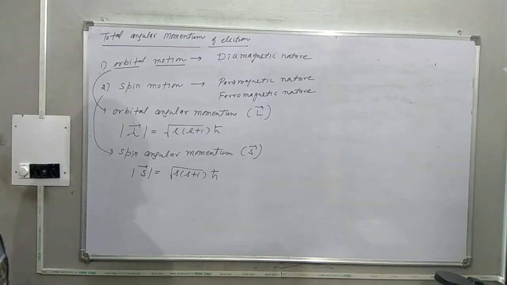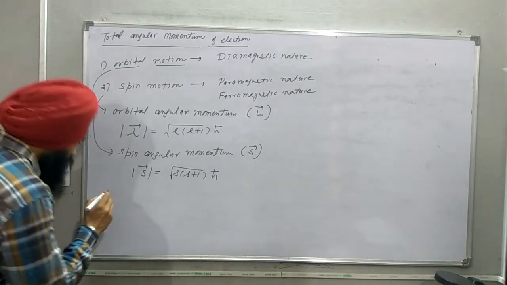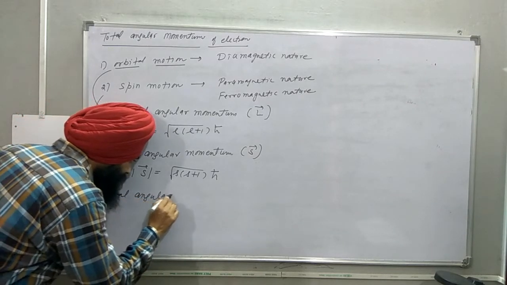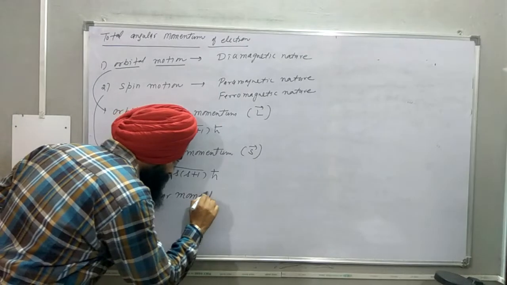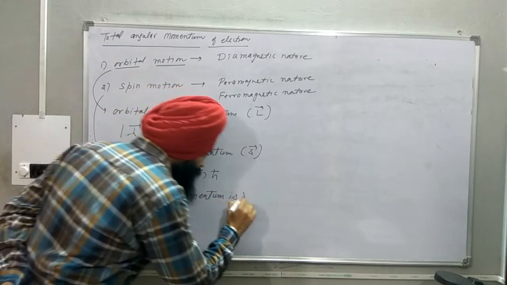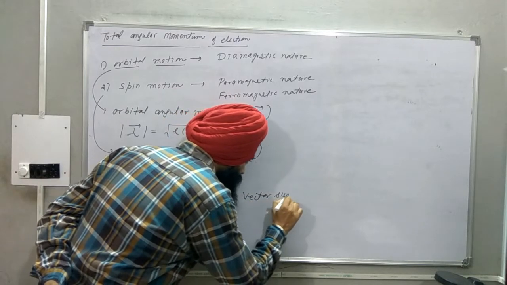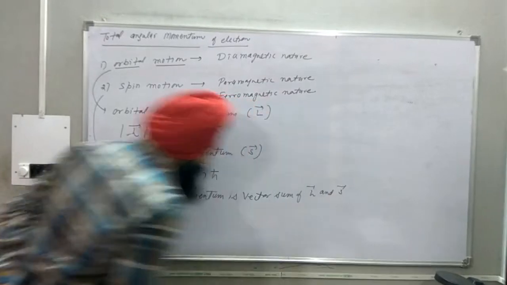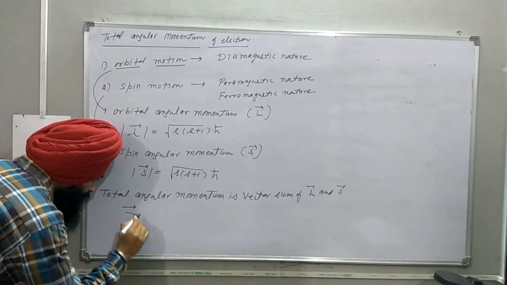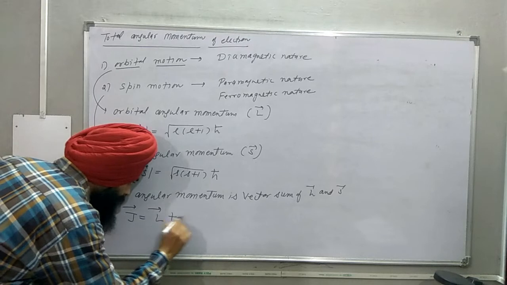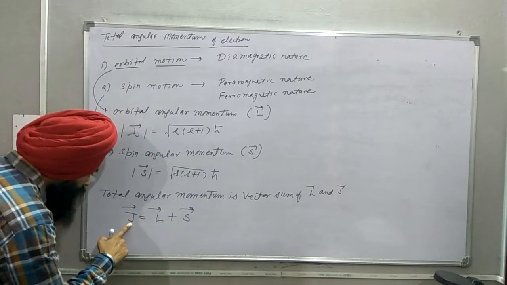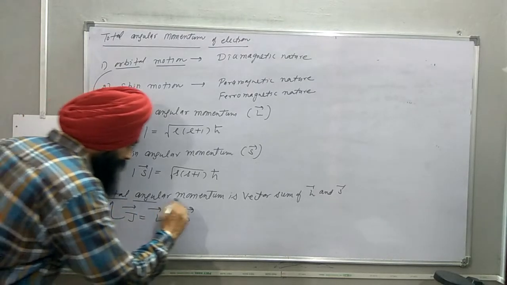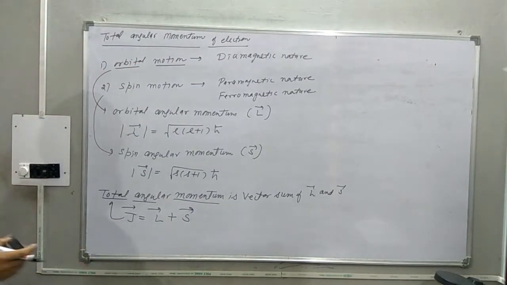Okay, so the combined electron momentum, the total angular momentum, is the vector sum of L and S. It is represented by J, which is equal to vector L plus vector S. This is called vector J, the total angular momentum of the electron.